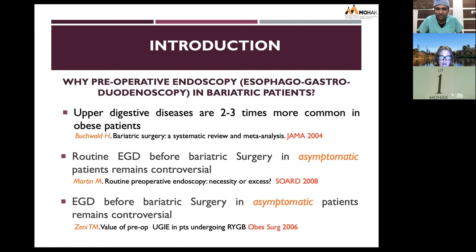We know that upper digestive diseases are at least 2 to 3 times more common in morbidly obese patients. That's probably the reason why we very frequently find esophagitis, gastritis, hiatus hernia, and several other findings in morbidly obese patients.